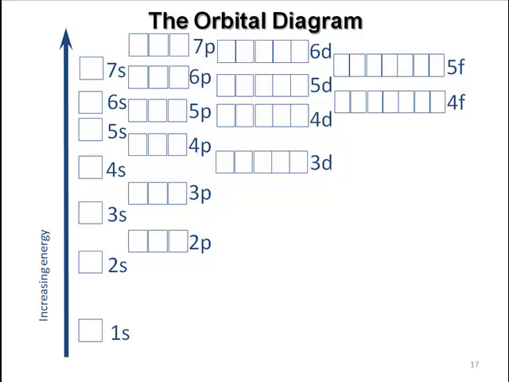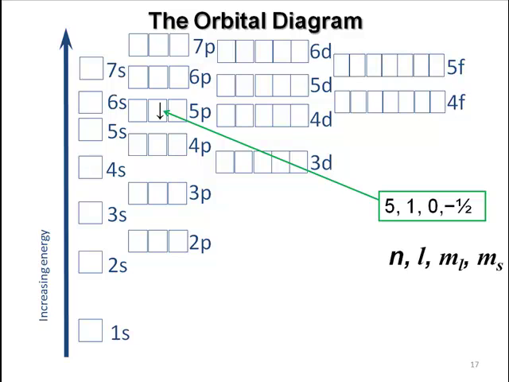So 1S, 2S, 2P, 3S, 3P, 4S, 3D. 4P then comes next. Then 5S, 4D, and then it goes up to the 5P and the 6S. So this is the pattern, at least, of how the energy levels are slightly modified.